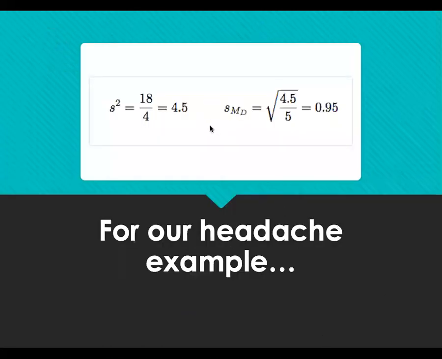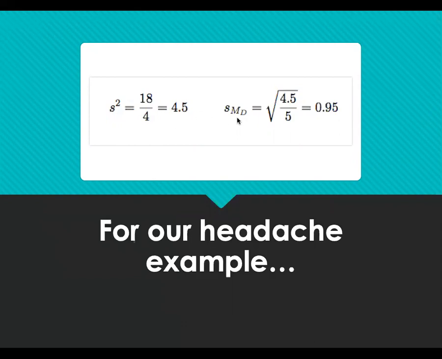So doing the math and plugging in numbers for the example that we're working with, variance here is the sum of squares over degrees of freedom, and you can calculate sum of squares with the formula I had on the previous slide, and I told you that it comes out to 18, and our degrees of freedom is n minus 1, which is 4, and so we get a variance of 4.5.